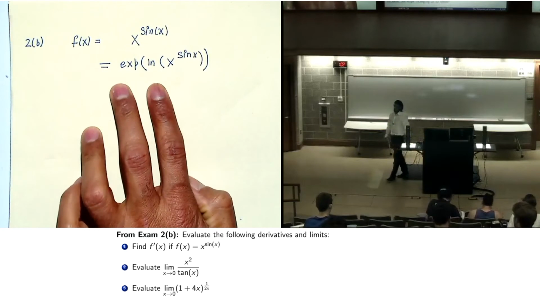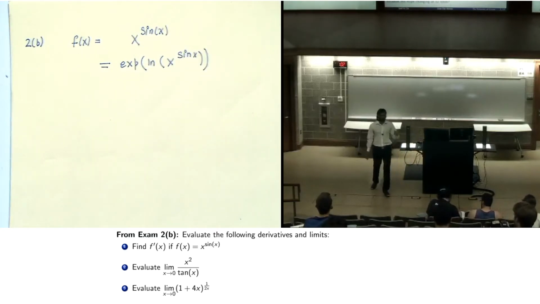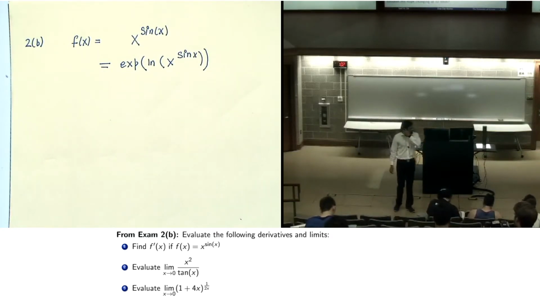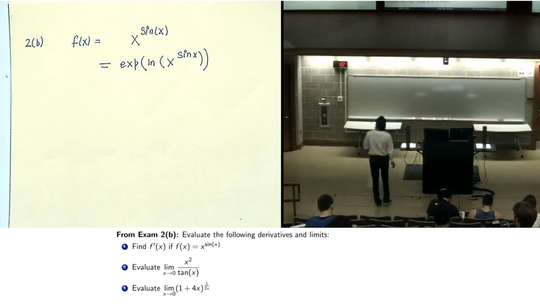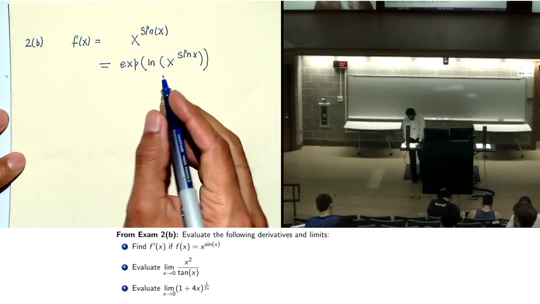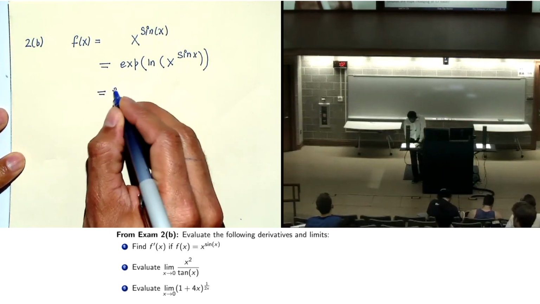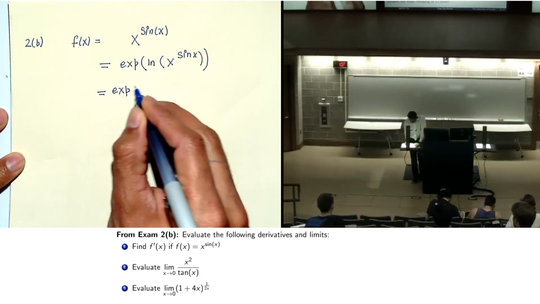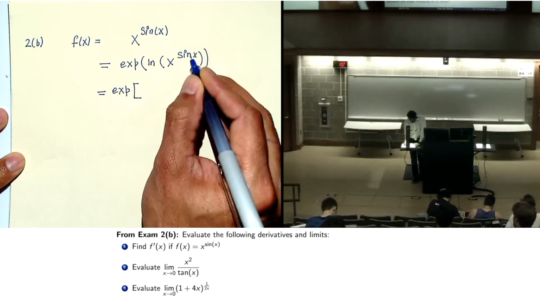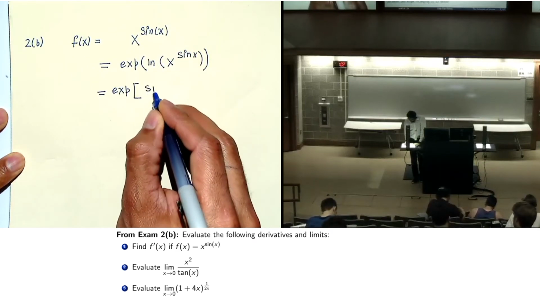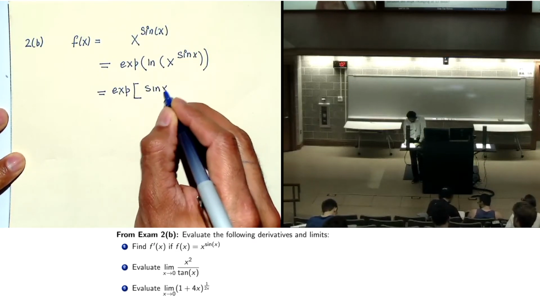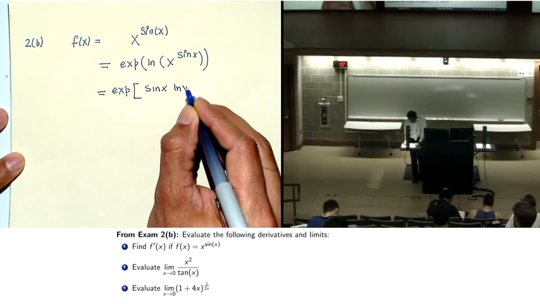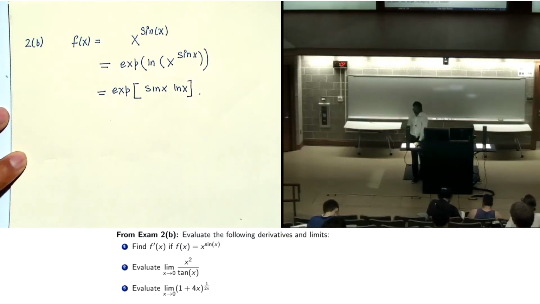They cancel to 1, so they are inverse to each other. The exponential function and logarithm function cancel, and I'm going to get back the function x raised to the power sine of x. But this logarithm function has a property: you take the exponent and put it on the front.